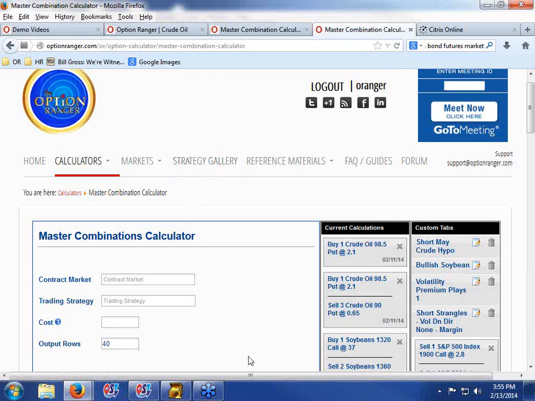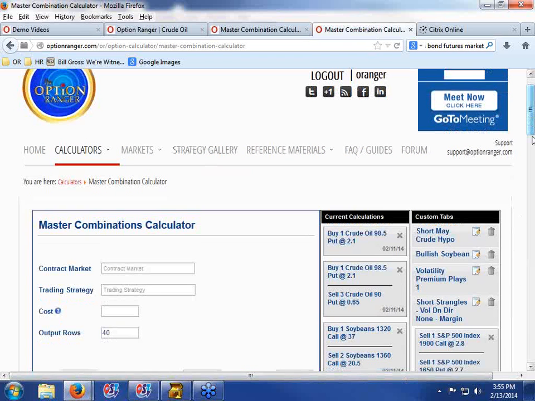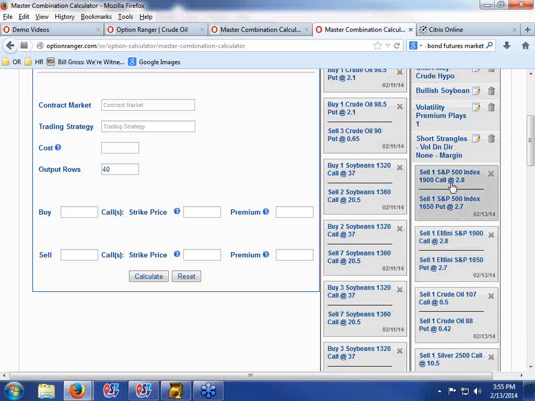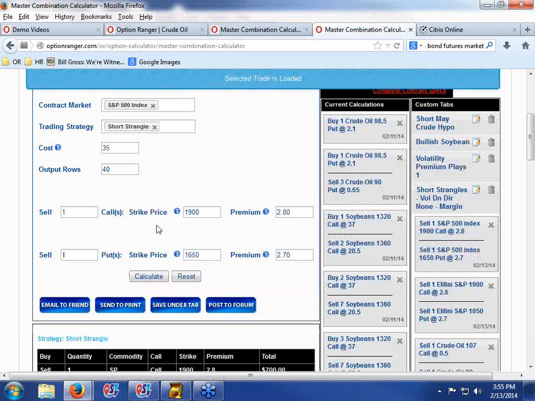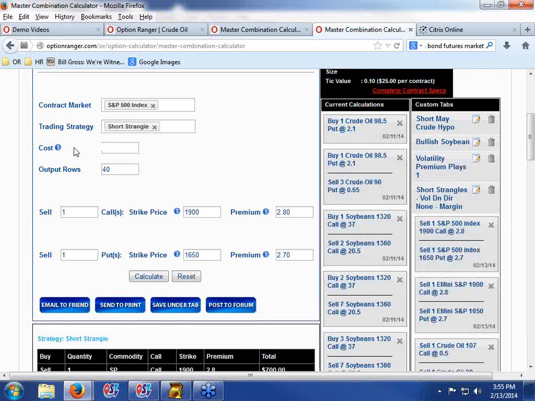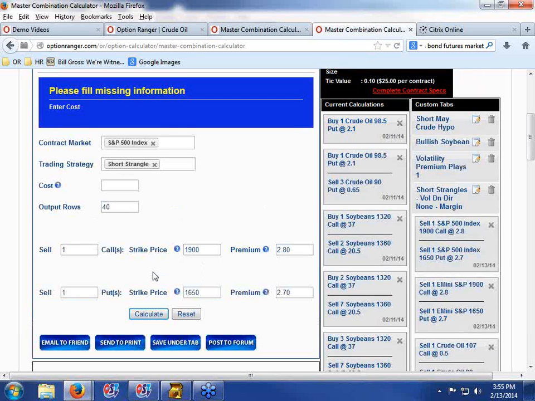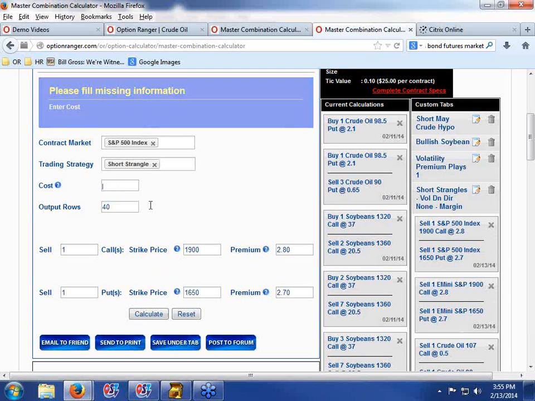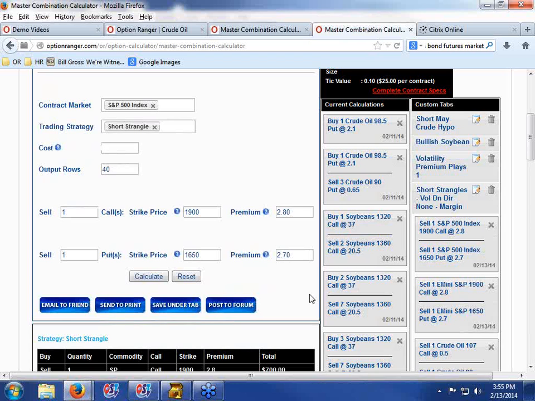And again, that's why in the option ranger, we're very particular about inputting trades. Just to give you an example of the importance of monitoring this, if somebody tries to calculate a trade and they forget to input the costs, you immediately get an error message, because we want to make sure that people factor all those things.